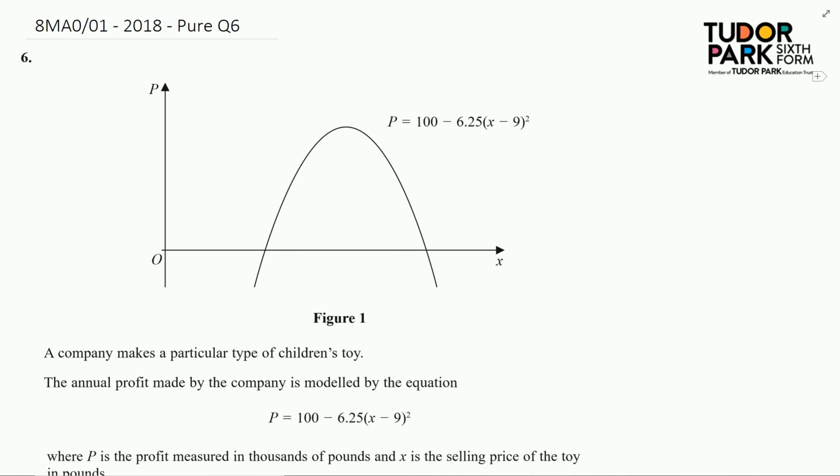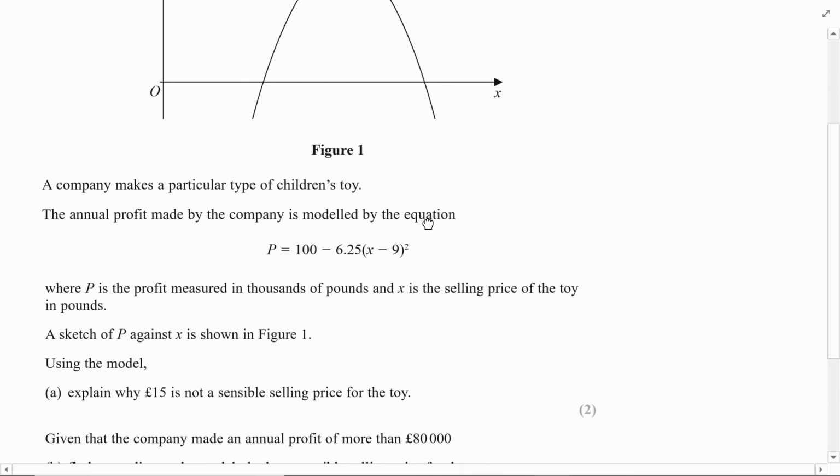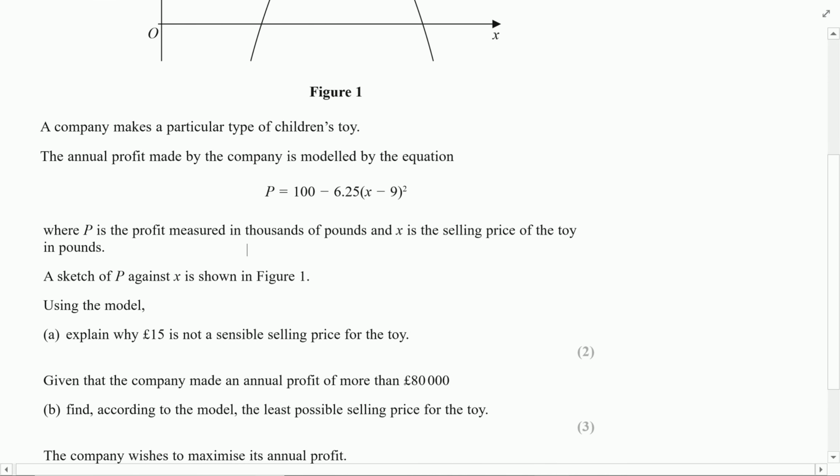In question 6 we have a children's toy company and we have a model for the profit that this toy company is making, which is given to us as this quadratic formula below, and we're told that P is the profit measured in thousands of pounds, which will become important to us later in this question.